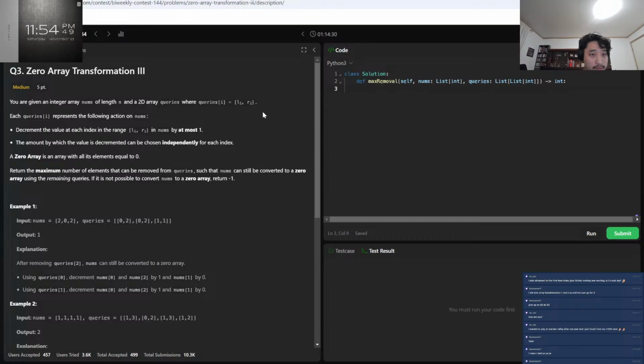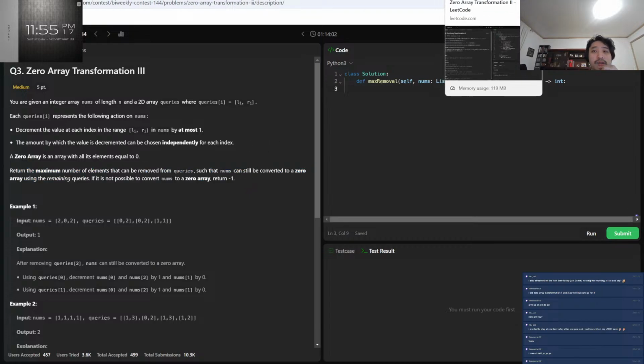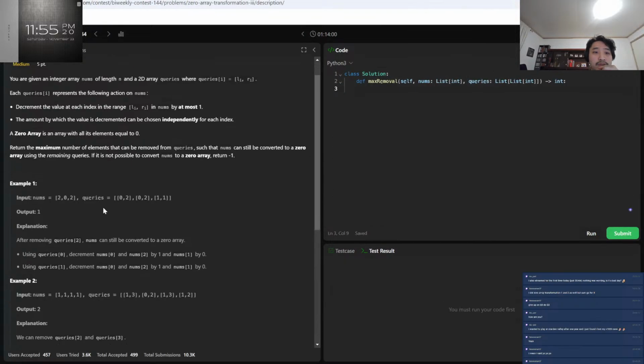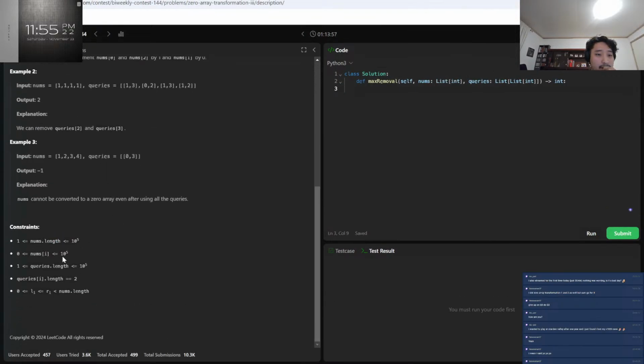Decrement by at most 1. The amount by which the value is decremented is chosen independently for each index. A zero array is an array with all elements equal to 0. Maximum number of elements remaining. Let me see, what's the runtime on all of these? Or not the runtime, but what are the other constraints?